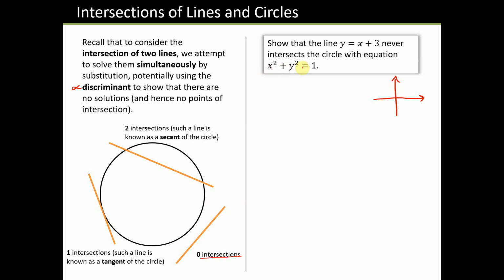So if I was to plot this circle, that's a circle with the centre at the origin and a radius of root 1, which is 1. So it's going to look something like this, with minus 1 there, 1 there, 1 there, and minus 1 there. And the equation y equals x plus 3, well, that is going to cross my y-axis at 3, and it's going to have a gradient of 1, so it's actually going to cross this at minus 3. That's a terrible straight line. So just by drawing the diagram out quickly, we can confirm that, yeah, it makes sense that they don't intersect.